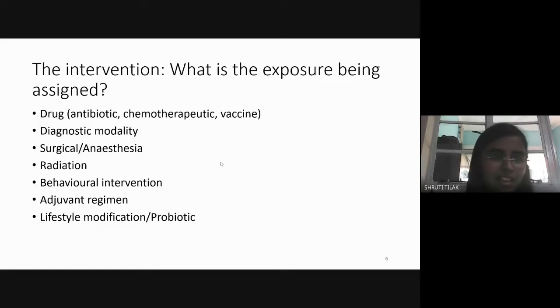As ma'am just said, there can be drugs, antibiotics, chemotherapeutic drugs, vaccine trials, which is something that's very hot right now. There can be a new diagnostic modality that you're checking whether or not it is superior to the ones that exist. Then there can be different surgical methods, different methods of hernia repair. Everything that we learn right now has been previously studied, hopefully with an RCT that determined its superiority and its status. There can be radiation therapies, behavioral interventions, lifestyle modifications, and probiotics. Ayush, as ma'am very rightly pointed out, is one more thing that can be studied under the purview of an RCT.